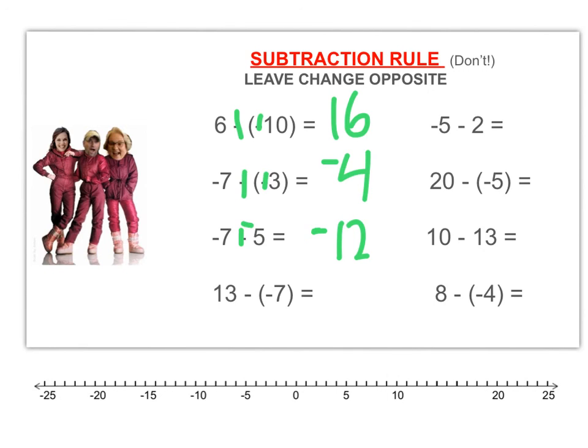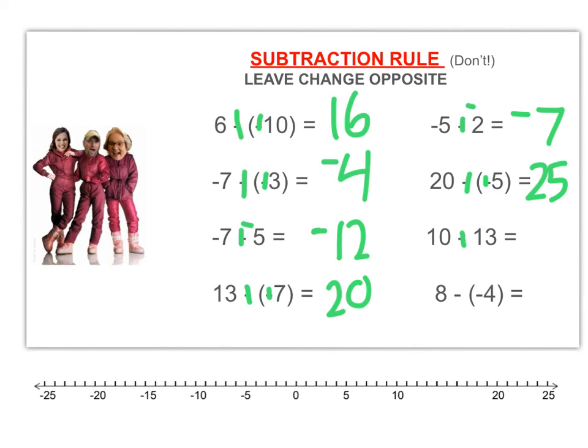13 minus negative 7, I leave, change, opposite. They end up on the same team then. They're both on team positive, so I add and use that same sign. Do a couple more. Leave, change, opposite. They end up on the same team then. So I add them, and then I use that sign that they're on. They're all on team negative. Next one, leave, change, opposite. They end up on the same team, so I add and use that same sign. They're all on team positive.